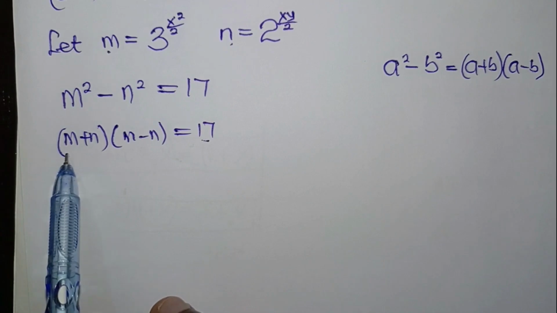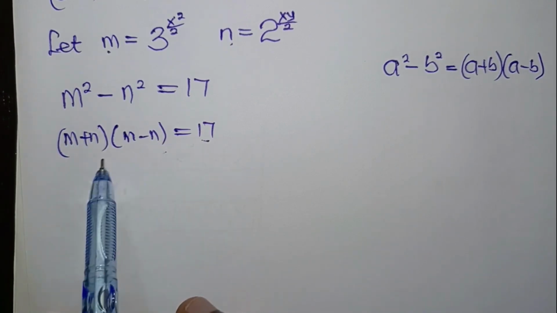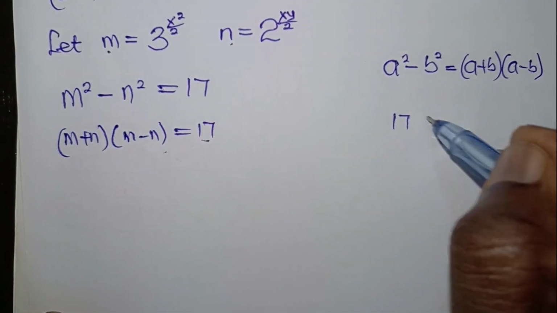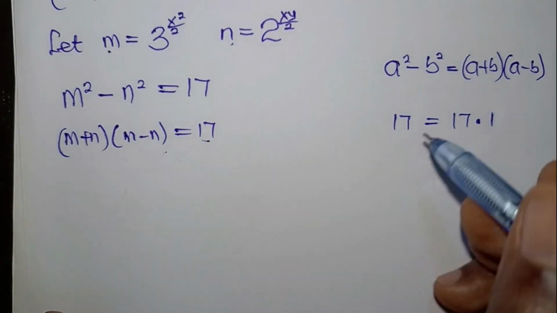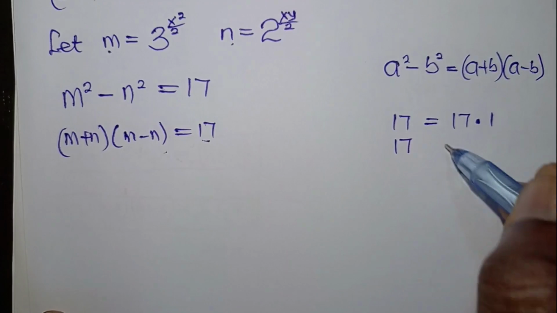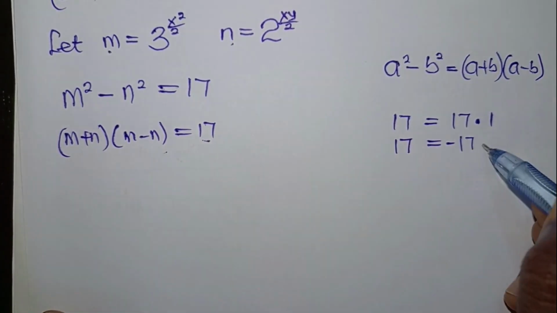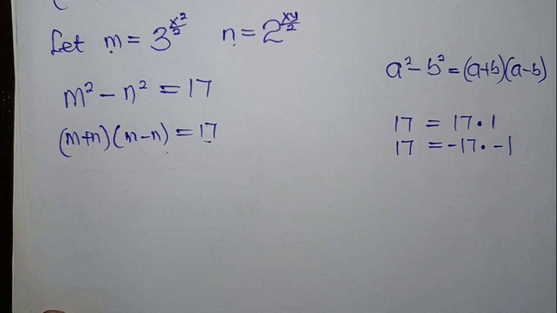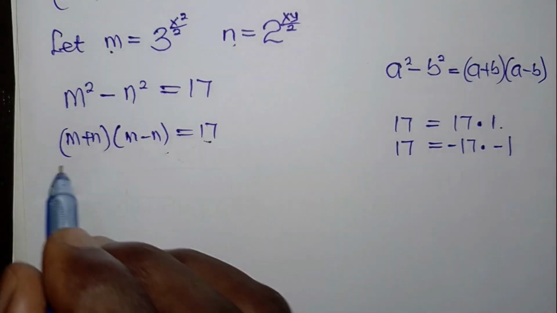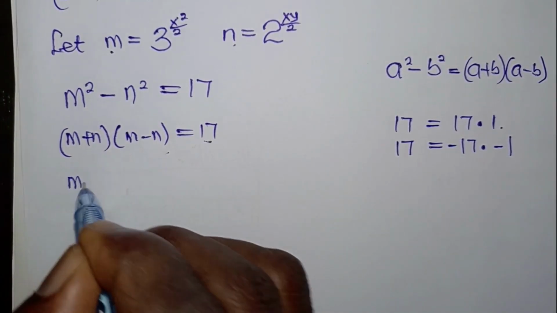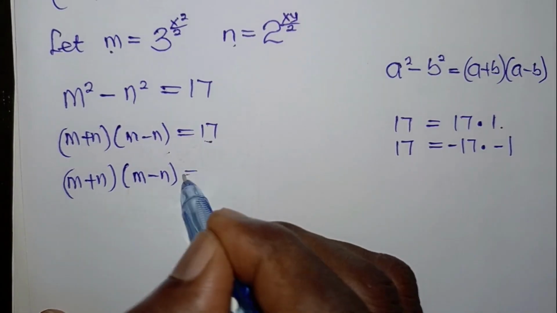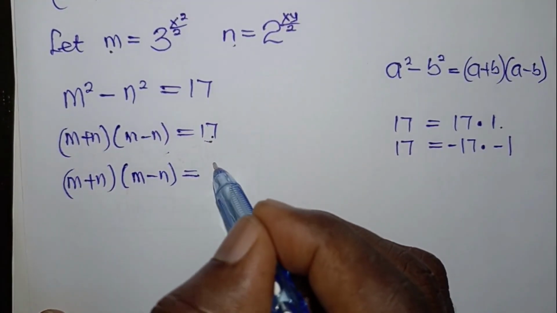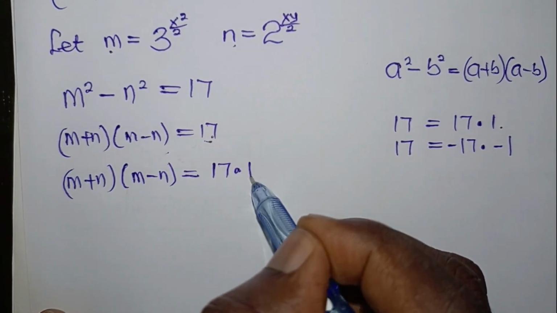Why are we doing that? We are doing that because the brackets here are multiplied by each other. So we can say 17 is the same as 17 times 1. We can also say that 17 can be written as minus 17 times minus 1. Right. So let's put this under the first scenario here. We can have m plus n, brackets open, m minus n equals, remember, 17 is the same as 17 times 1.